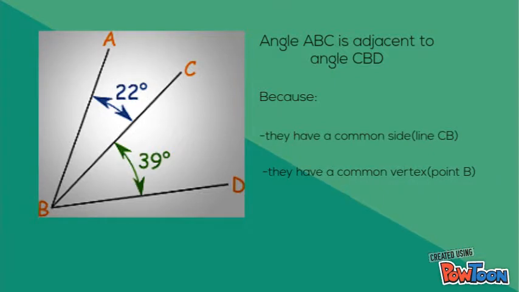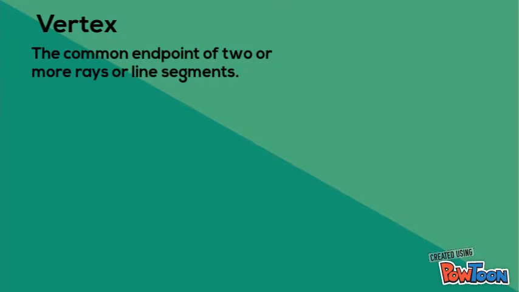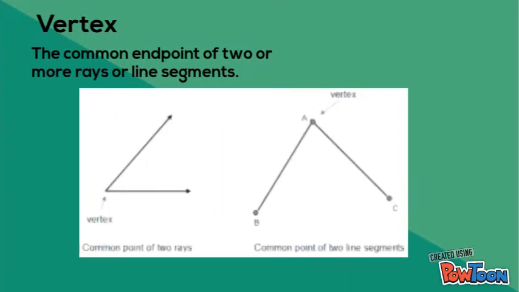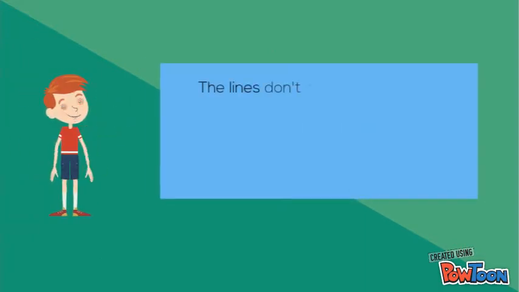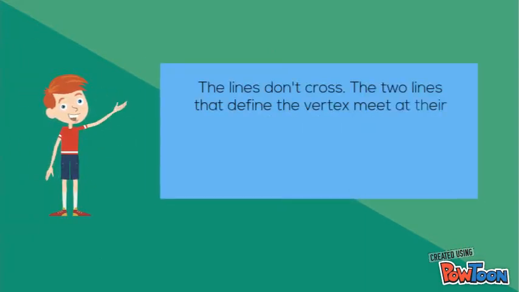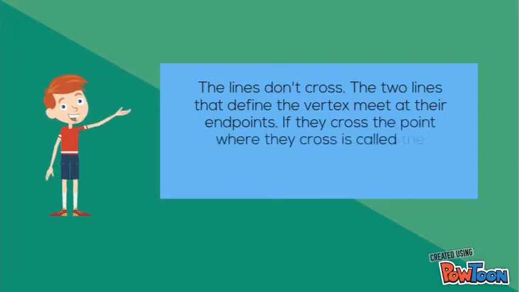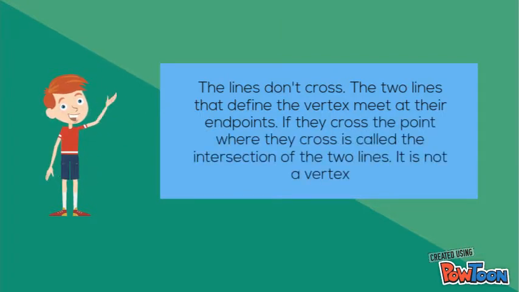Next, they have a common vertex. A vertex is the common endpoint of two or more rays or line segments. The example vertex is shown in the given illustration below. The lines don't cross. The two lines that define the vertex meet at their endpoints. If they cross, the point where they cross is called the intersection of the two lines. It is not a vertex.